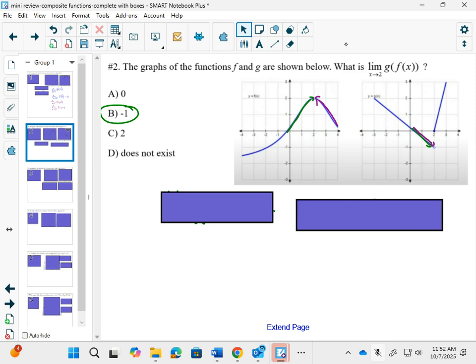Here on the purple one, as I'm coming from the right, I'm getting close to 2, but I'm getting close to 2 from 1.9, 1.99, 1.999. So on the purple one on the next graph, I have to go from 1.9, 1.99.